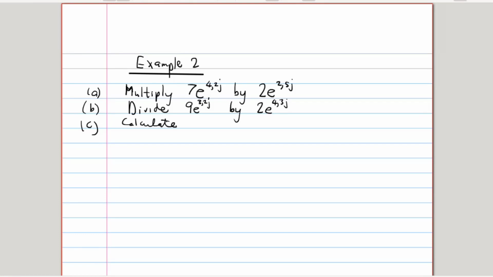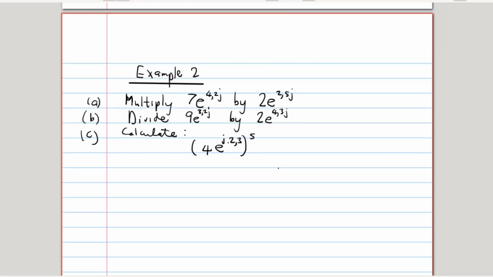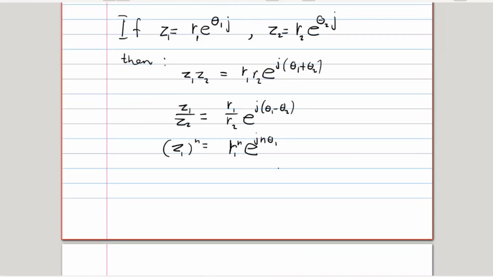let me write it down here, calculate 4e to the j times 2,3 or 2,3j. And you must raise all of that to the exponent 5. Okay. And here are our laws for multiplication. Here are the rules for multiplication of exponential forms.